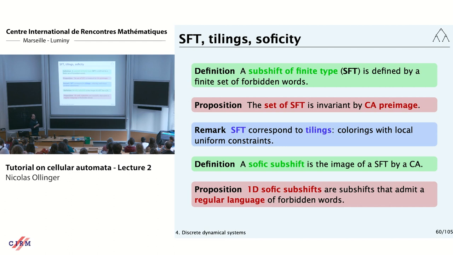But if you take the image of an SFT, it's not always finite. It defines a set of subshifts which are called sofic subshifts. In dimension one, it turns out that sofic subshifts are subshifts for which the language is a regular language. But in dimension two, it's not the case anymore. You can also see a sofic subshift as an image of a tiling by some local map, of course.